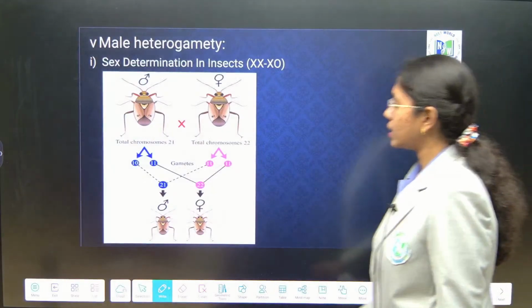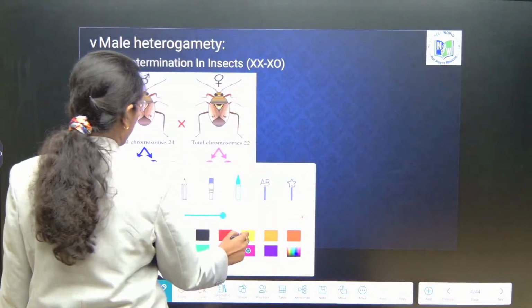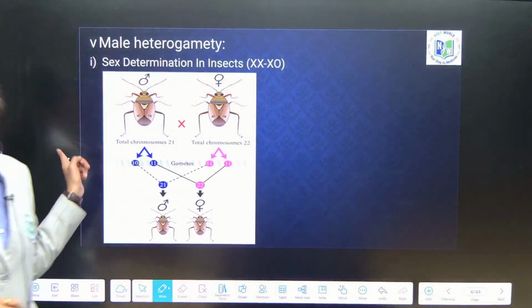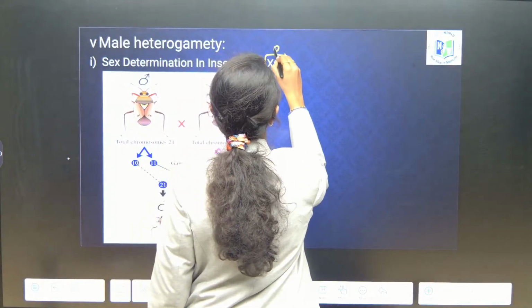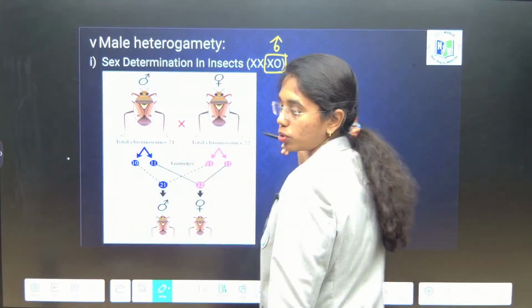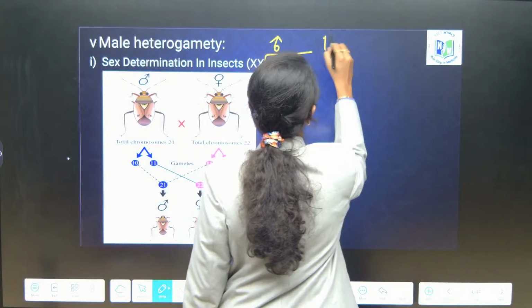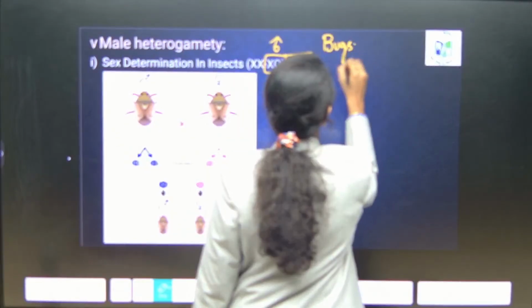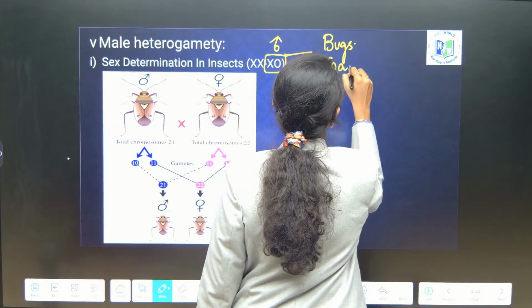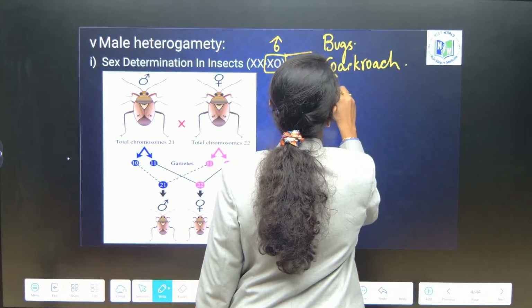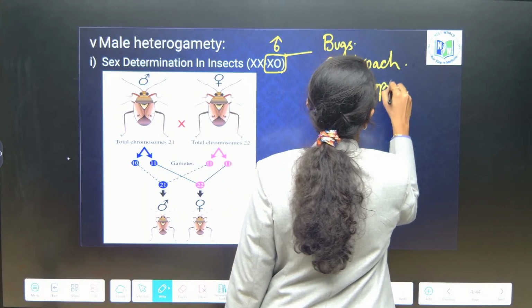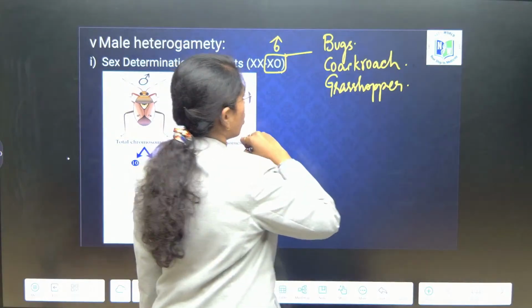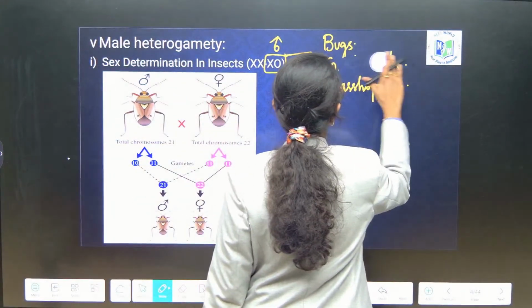Now we will see male heterogamety. As I told you, examples are important. Half the set of sex chromosomes, that is XO, is observed in bugs, cockroach, and grasshopper. Bugs, cockroach and grasshopper.